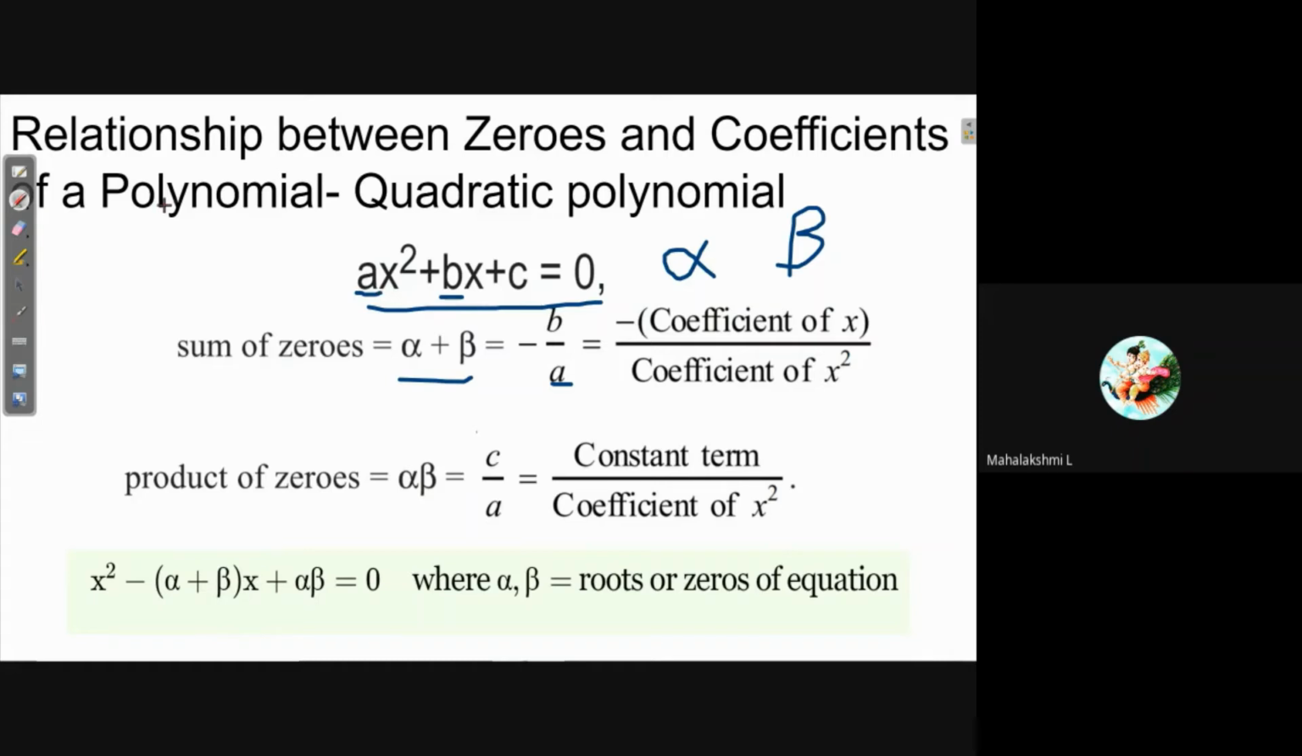For a linear polynomial, give me a minute, sorry, I don't know if it works. Okay, I will write here only. Say I have a polynomial ax plus b equal to 0. What will be the degree? 1. So it will be ax plus b.